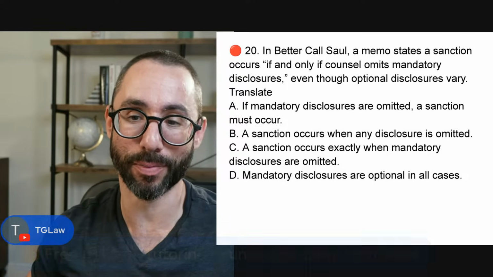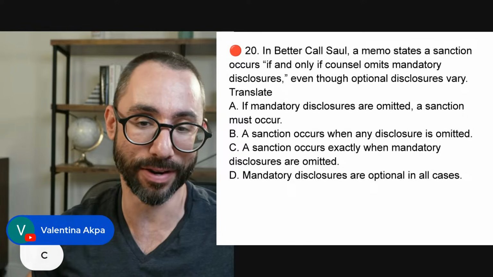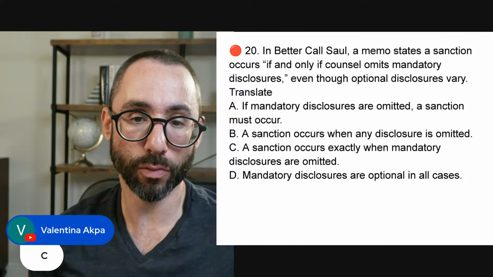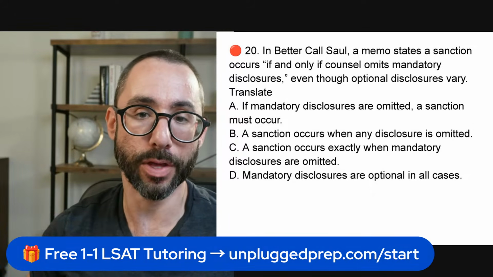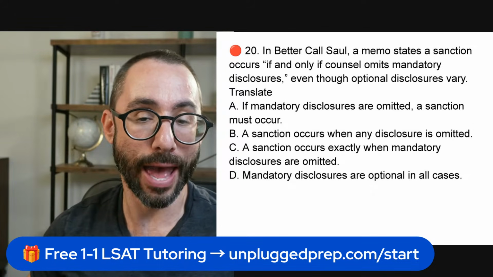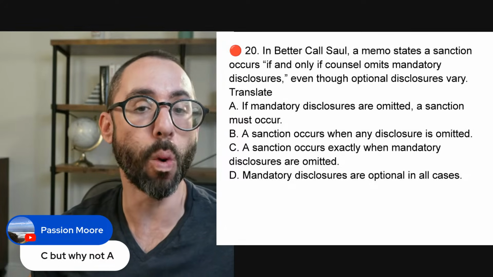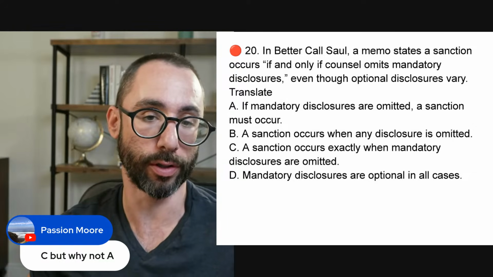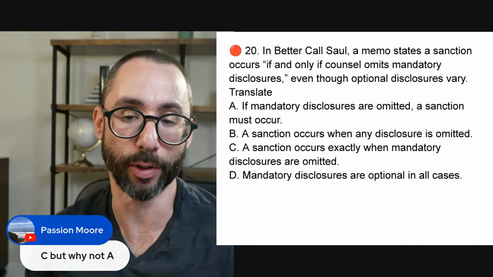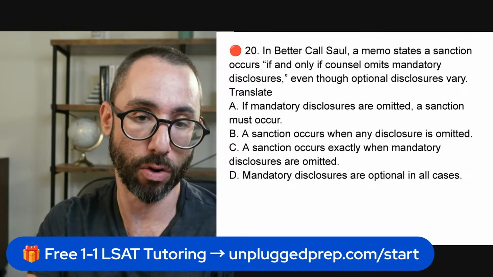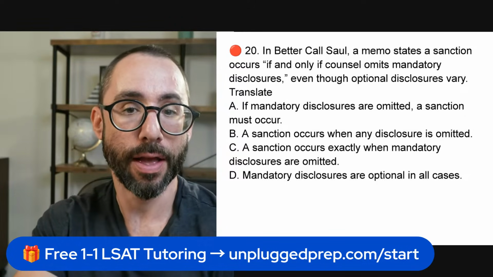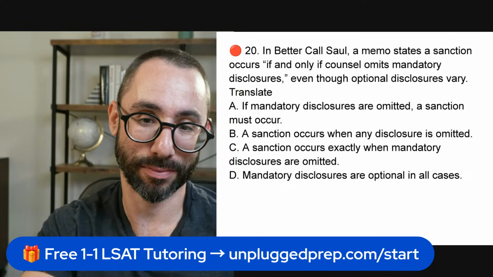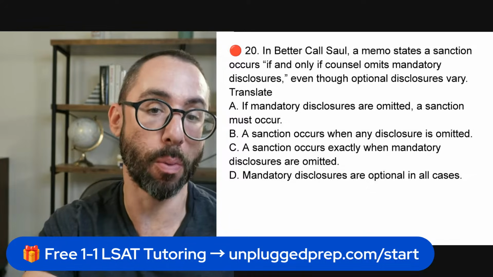A lot of folks got it. Awesome. TG Law, Zuli, Edward, Valentina, all saying choice C. The sanction occurs exactly when and only when we have the omission. And so Passion says C, but why not A? So yes, A is contained within the passage or the stimulus, but it is not equivalent to the stimulus. Our job here is to translate what came from the passage. So A has the if, but doesn't have the only if. We need both to translate what was said in the original.